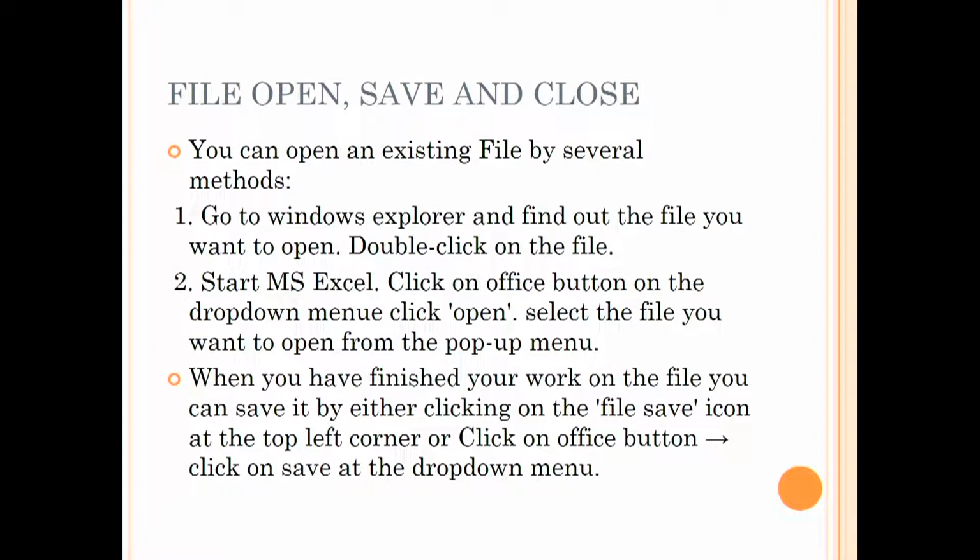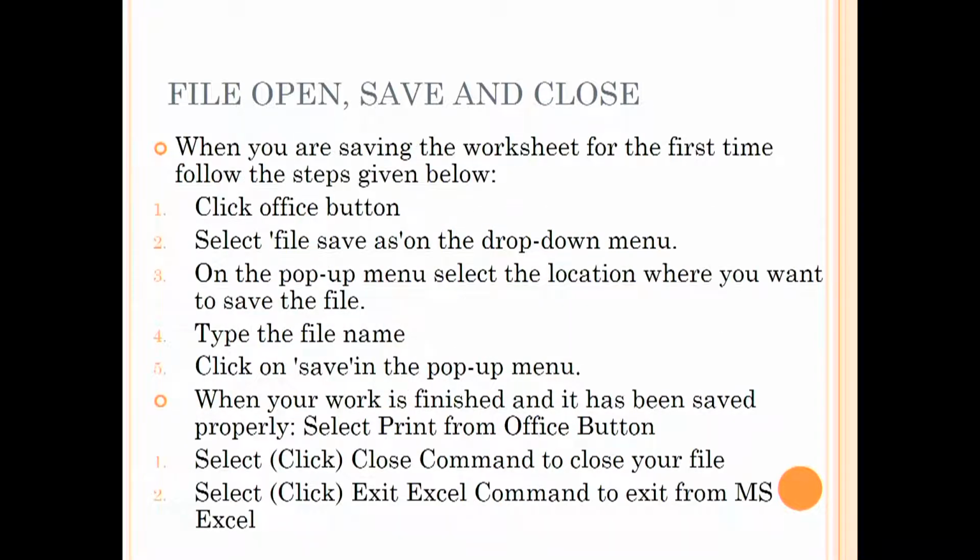Start MS Excel, click on the Office button on the drop down menu, click Open. Select the file you want to open from the pop-up menu. When you have finished your work on the file, you can save it either by clicking on the File Save icon at the top left corner, or click on the Office button, click on the Save at the drop down menu. So that is how you can open, save and close.